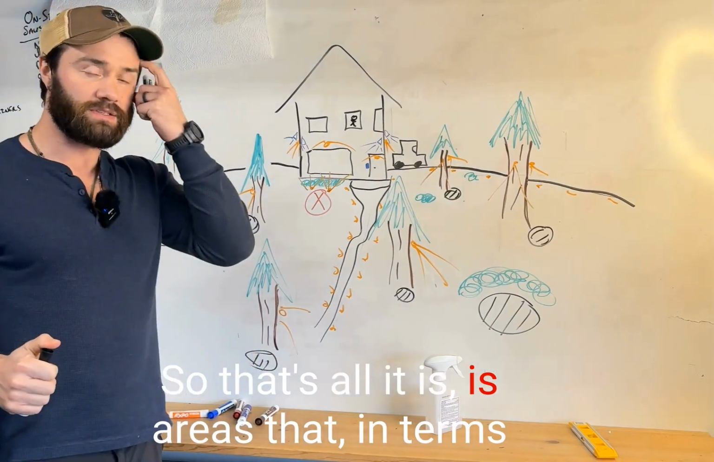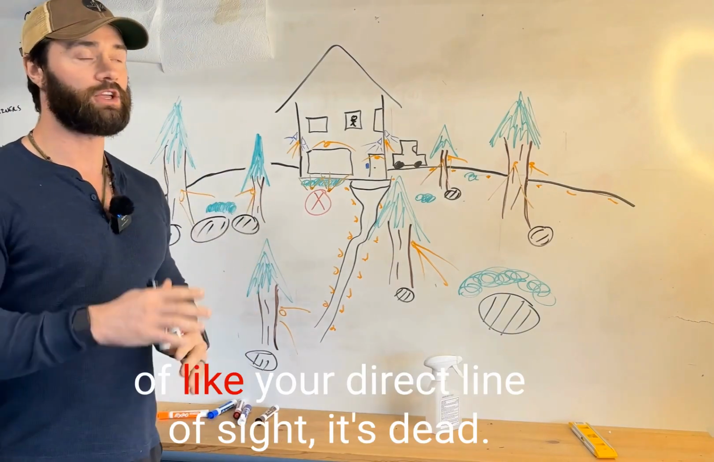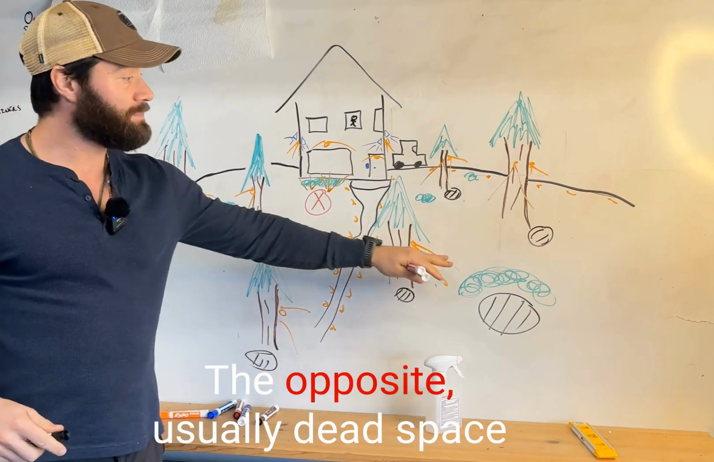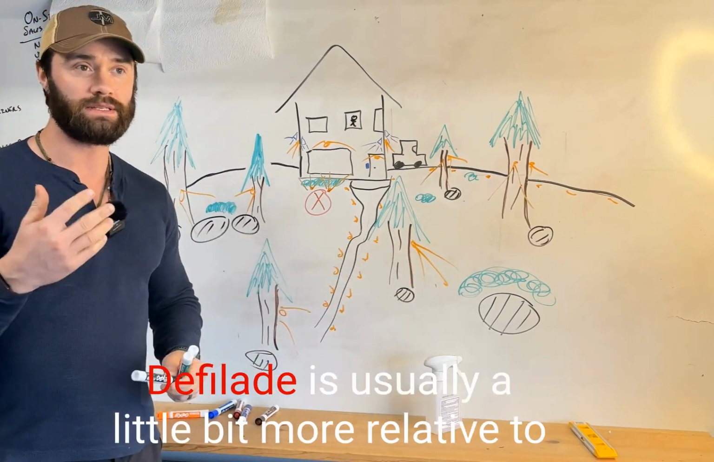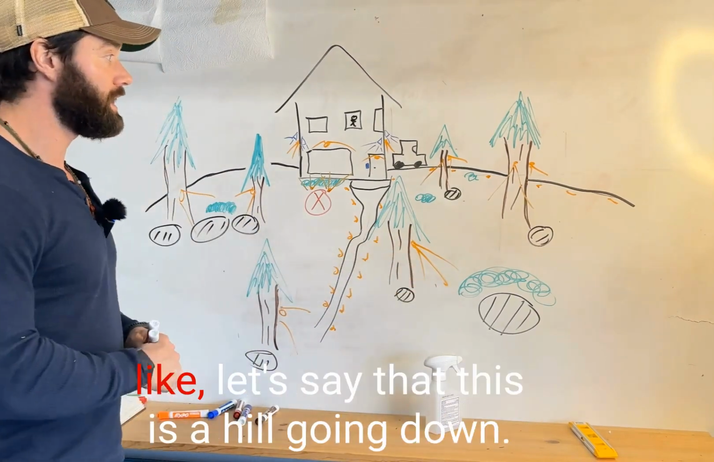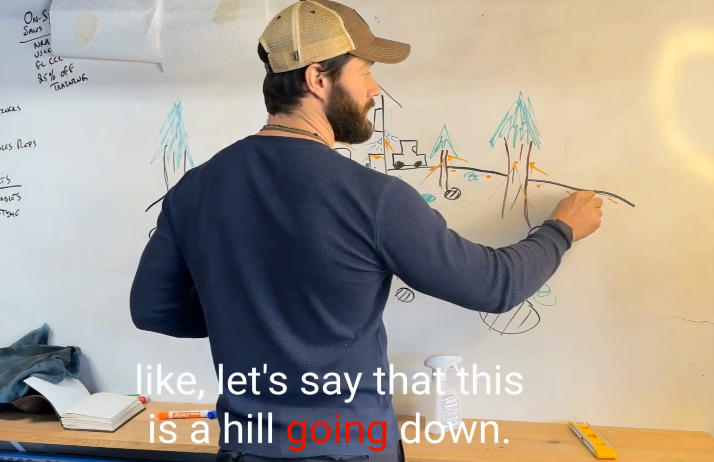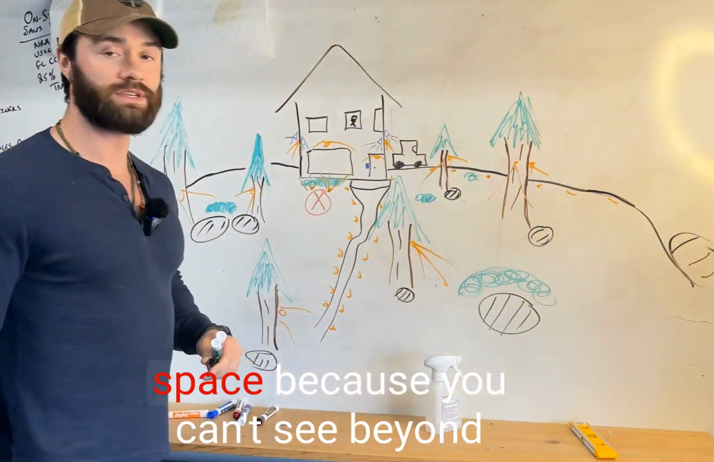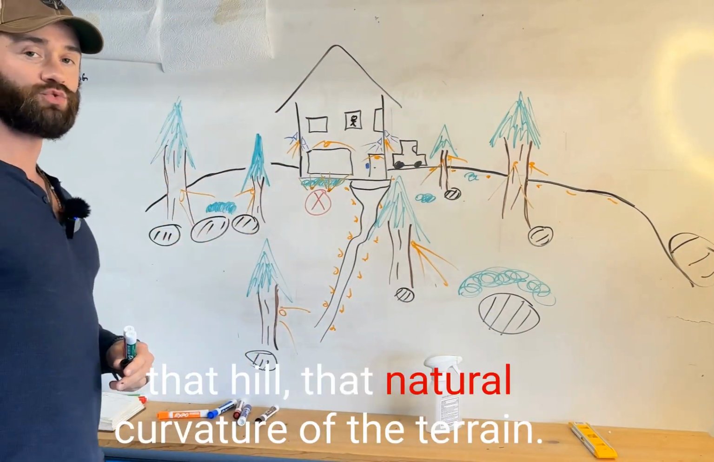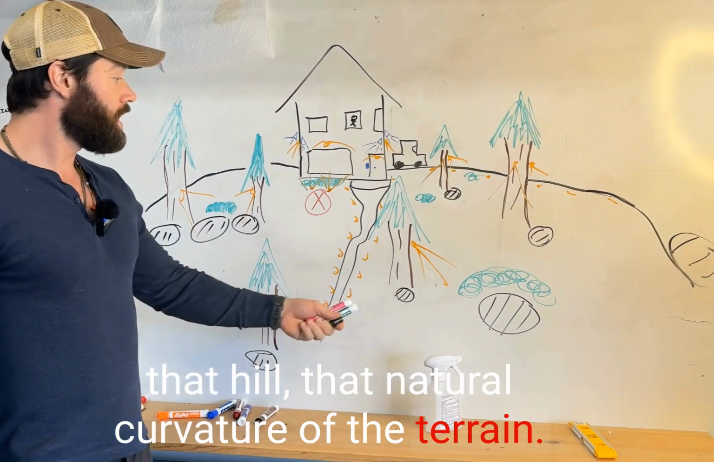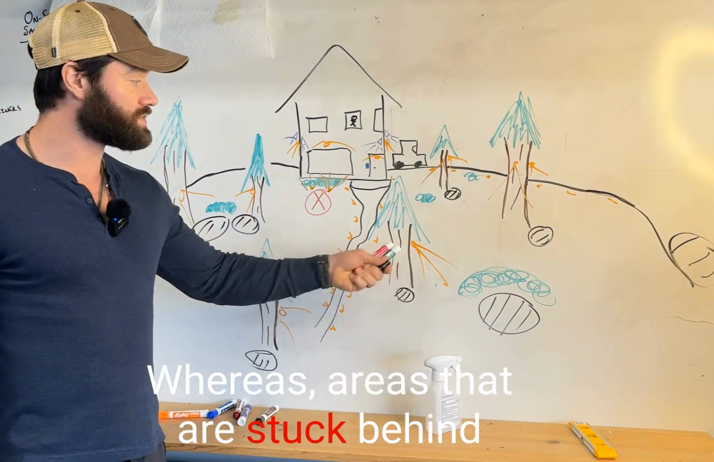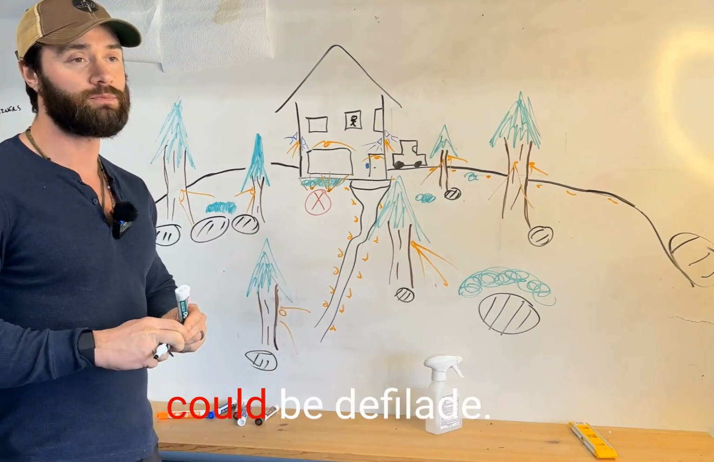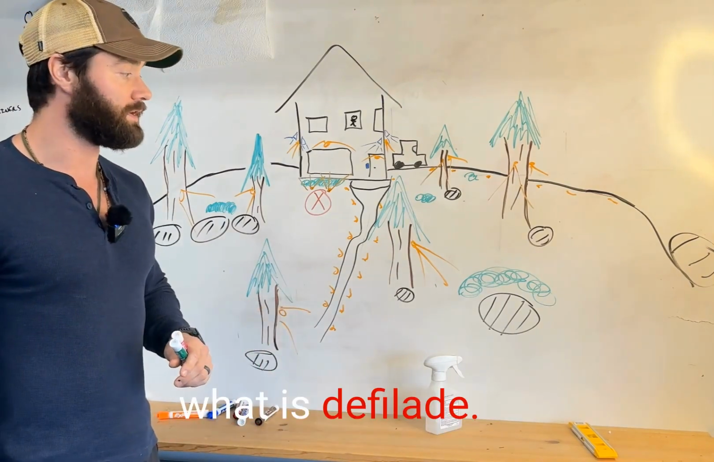So that's all it is, areas that, in terms of your direct line of sight, it's dead. You can't see it. And the opposite, usually dead space, is something called defilade. Defilade is usually a little bit more relative to, let's say that this is a hill going down. All of this over here would be dead space because you can't see beyond that hill, that natural curvature of the terrain. Whereas areas that are stuck behind trees and bushes, that's really just going to be more like dead space, although some people, it could be defilade. So don't get too confused on what is defilade, what is dead space.